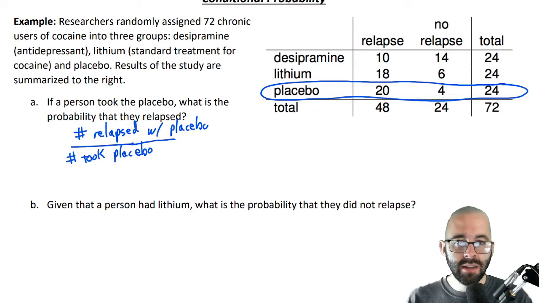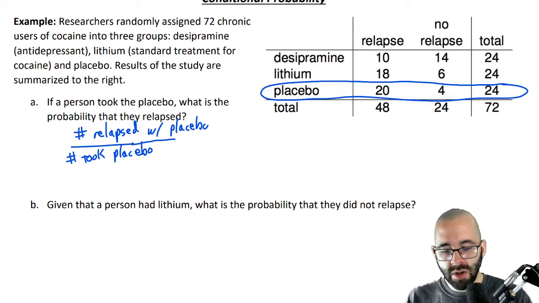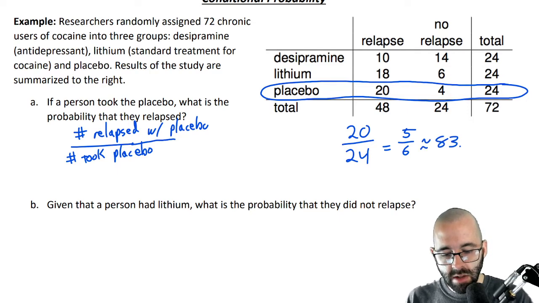Let's combine these two things. If we look at this the old way, that would just have us jump to say 20 out of 24, or that should be 5/6. It's about 83.33%, I think.